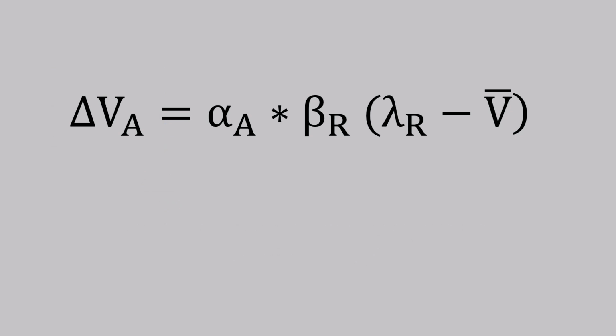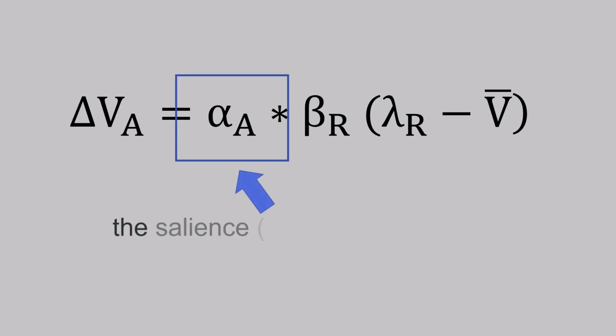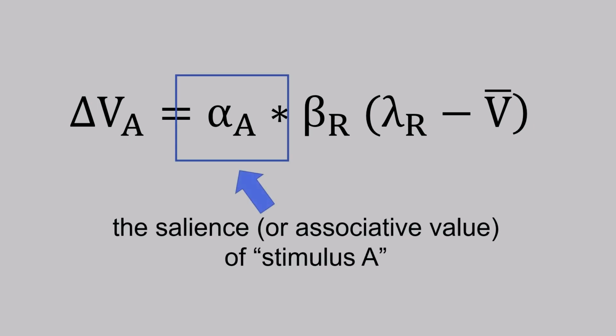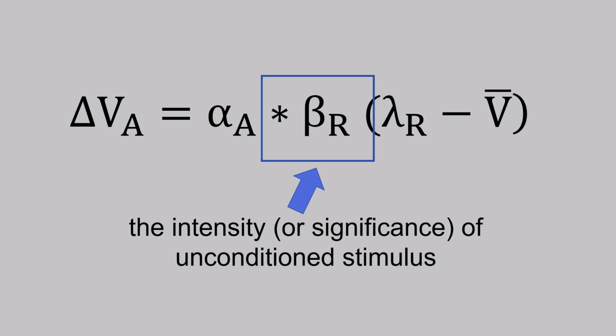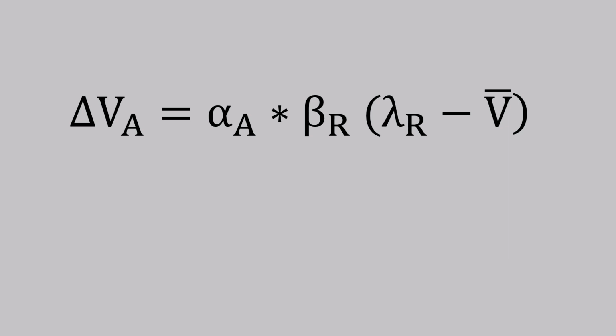Let's look at another parameter, this alpha A right here. This is going to be the saliency of stimulus A. So we're going to be basically looking at the associative value of whatever conditioned stimulus we're talking about in this example. Next we have beta R, and beta R is going to be kind of like an intensity value. So it's an intensity value of the unconditioned stimulus or of the reinforcer. If you want to apply this to operant conditioning, that's fine.